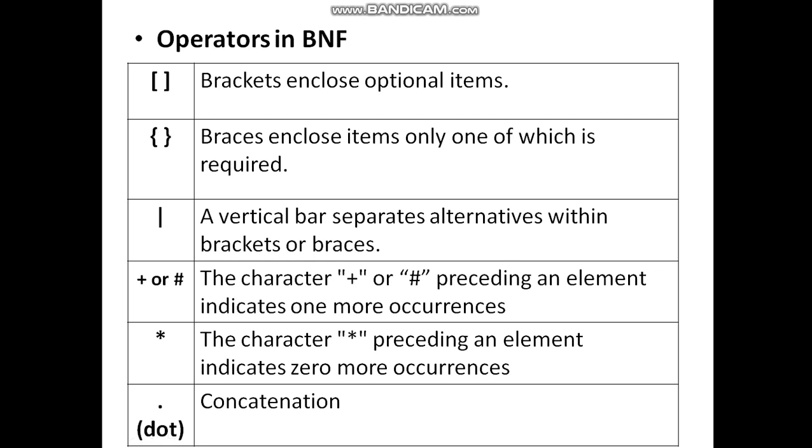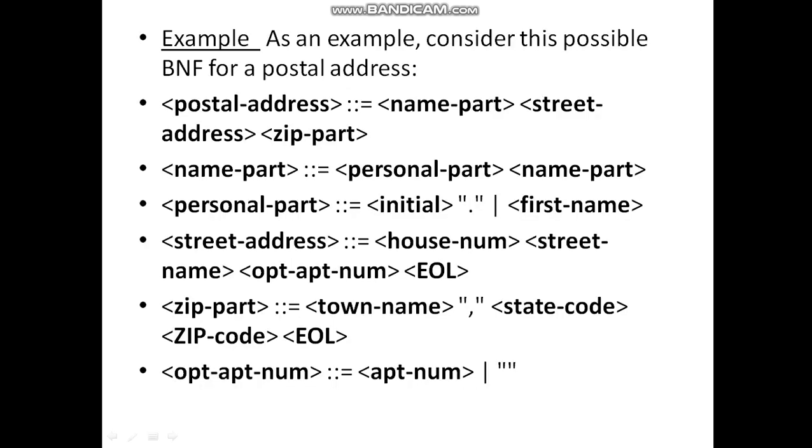within the brackets or braces. The character plus or hash symbol preceding an element indicates that the element occurs one or more times, and the character star preceding an element indicates zero or more occurrences. Either plus or hash means one or more occurrences. Dot means concatenation. We will see a complete example.